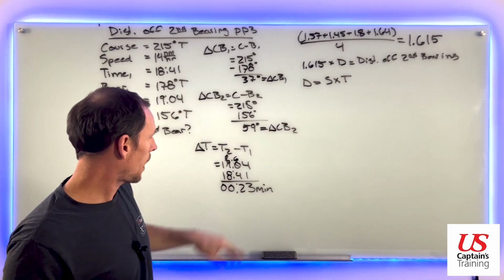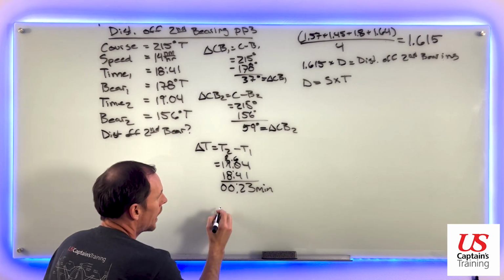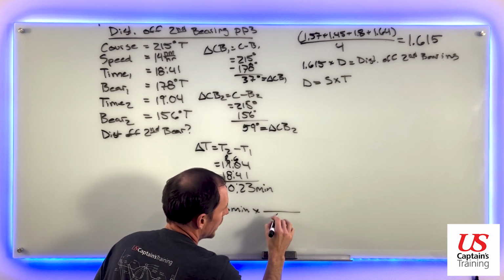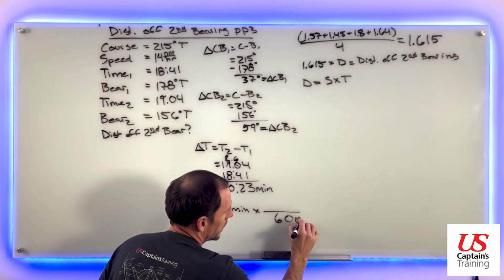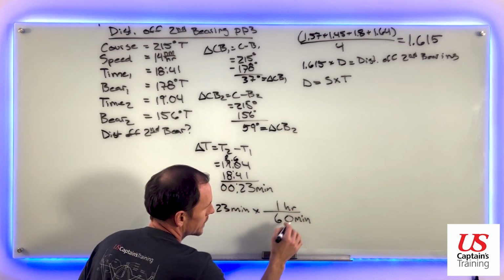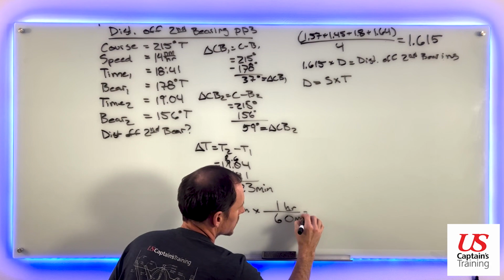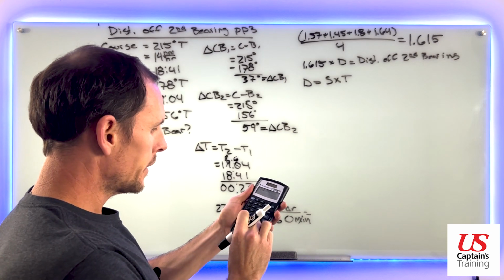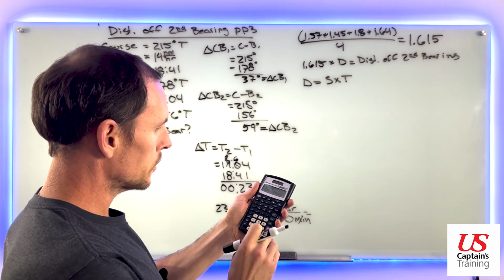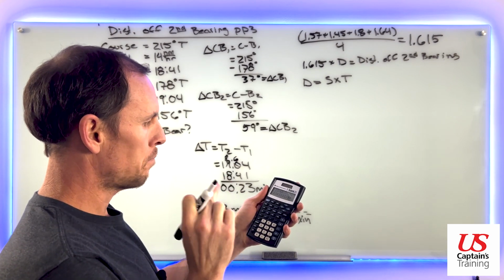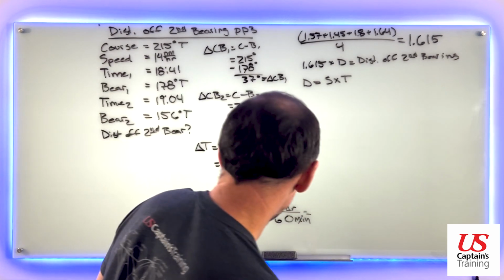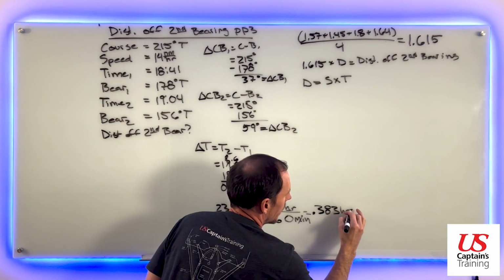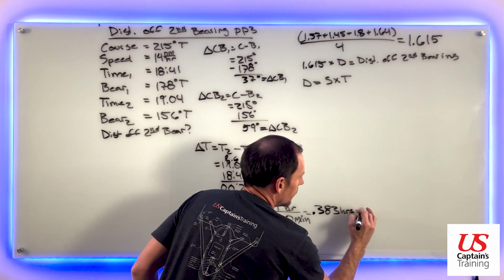It has to be hours. So we convert 23 minutes to hours. So 23 minutes, and you're going to divide by 60 minutes. So there's 1 hour in 60 minutes. The minutes cancel off. You're left with hours. What's that equal? 23 divided by 60 equals, to 3 decimal places, 0.383. 0.383 hours. That's our time.